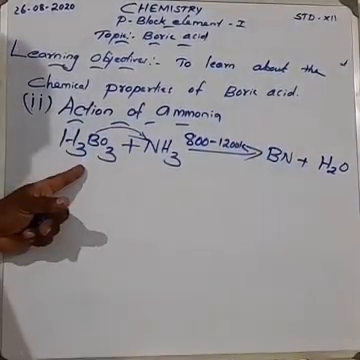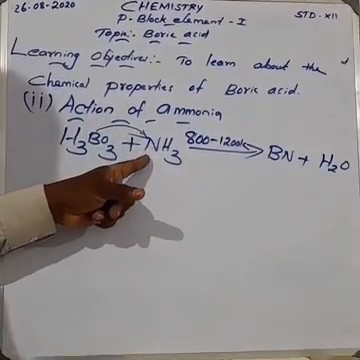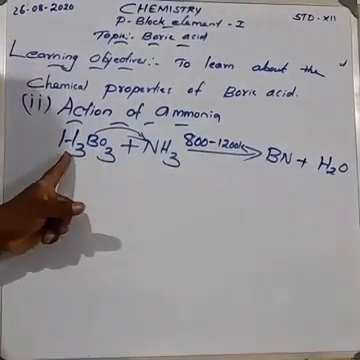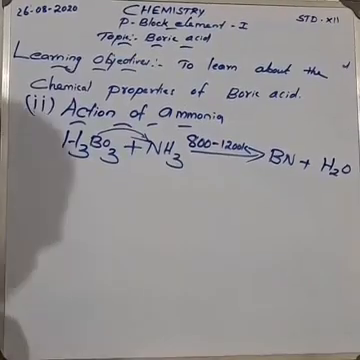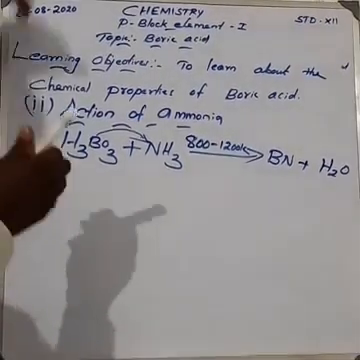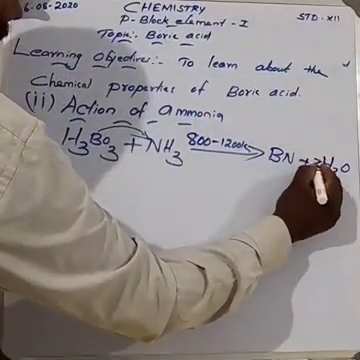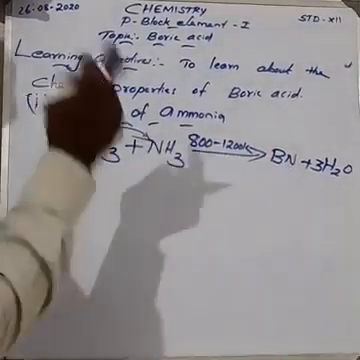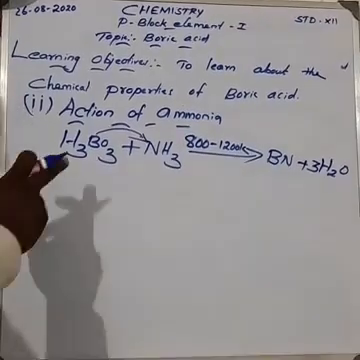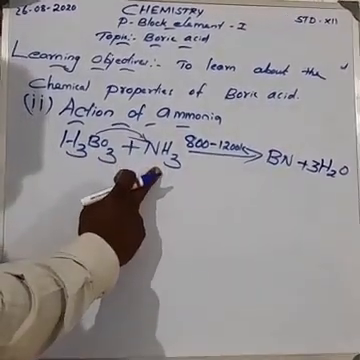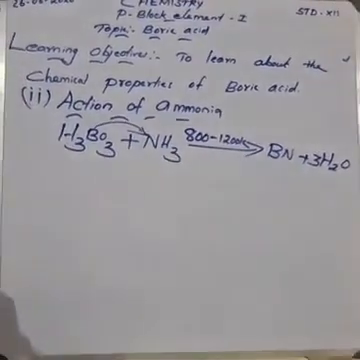Here the boric acid reacts with ammonia. This boron combines with nitrogen to form boron nitride. The hydrogen combines with OH to form water. How can you balance the equation? Here hydrogen having 3, 3 plus 3 is 6, so make it here 3. Boron 1, nitrogen 1. Now the equation is balanced. Can you write the equation? Boric acid reacts with ammonia, we get boron nitride. The temperature is 800 to 1200 Kelvin.